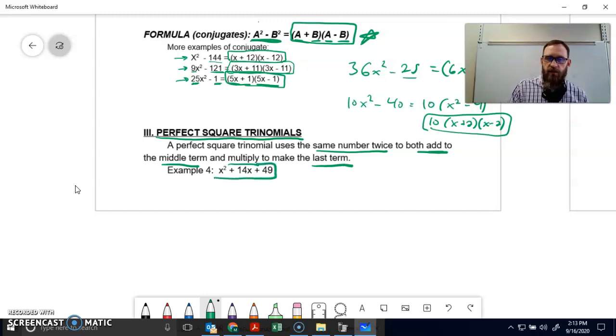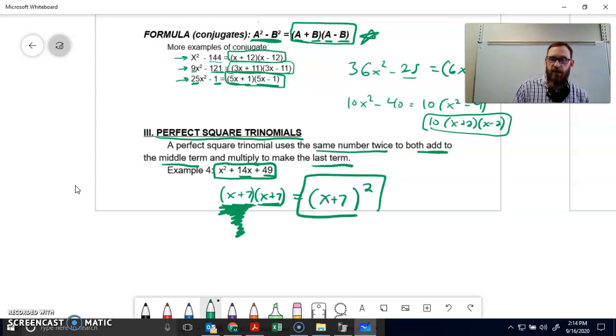So when I look at this example, what number twice would add up to this and multiply to make this? And I'm thinking of the number 7. So if I had the number 7 twice, 7 plus 7 makes 14, 7 times 7 makes 49. But when we do perfect square trinomials, we are getting the same parentheses twice. So it's this parentheses times itself. So we write our final answers as x plus 7, the quantity squared. This factors into x plus 7, the quantity squared, because 7 gets used. 7 plus 7 makes 14. 7 times 7 makes 49.